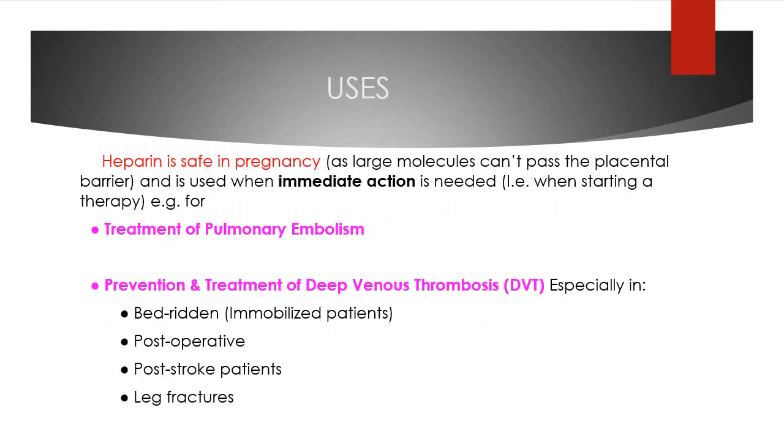Heparin is safe to be given in pregnancy as large molecules cannot pass the placental barrier, and is used when immediate actions are needed, such as when starting a therapy. Heparin is used in the treatment of pulmonary embolism, in prevention and treatment of deep vein thrombosis, also known as DVT, especially in patients who are immobilized, that are bedridden. It is used post-operatively and in patients with stroke and leg fractures.